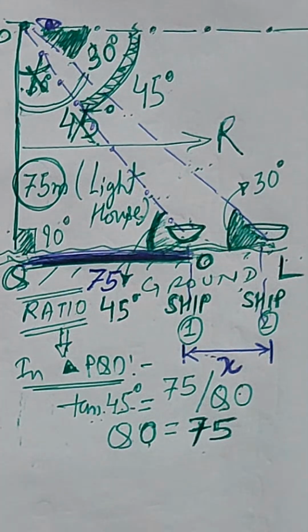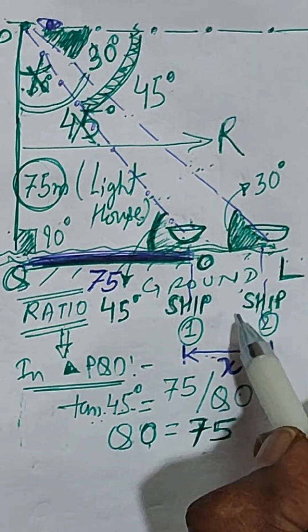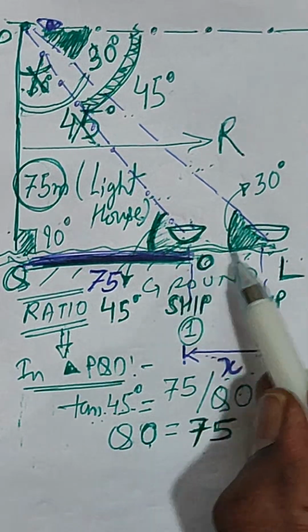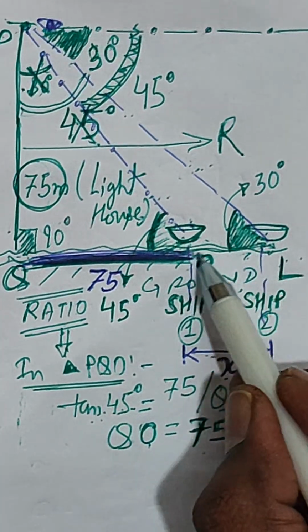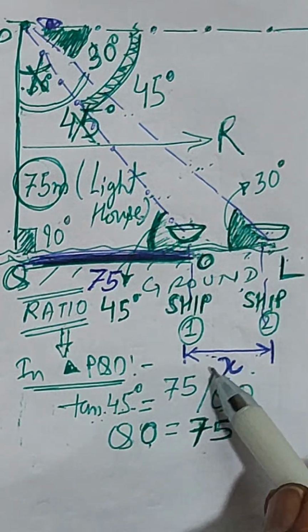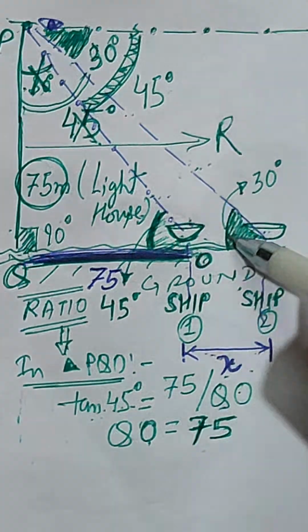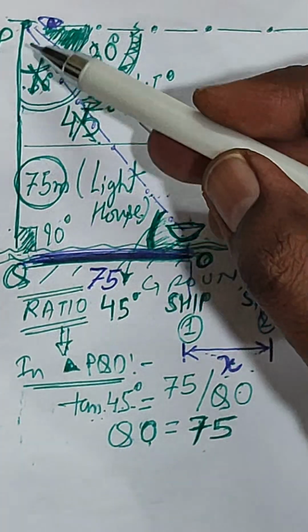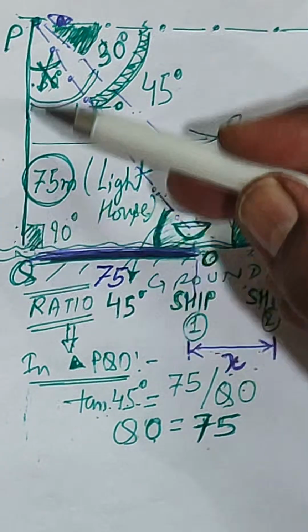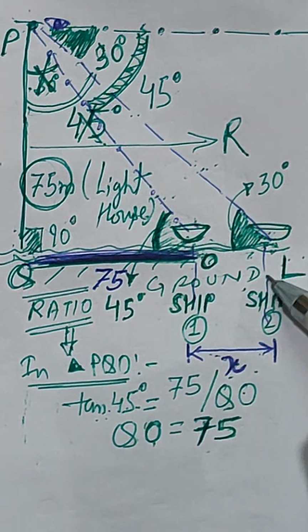QO is 75, right? Now it has been asked what is the length of this X, the distance between the two ships. The two ships have a distance of X, let us say. And when you use the tan of 30 degree, this will give you the ratio of PQ, that is 75, divided by 75 plus X.